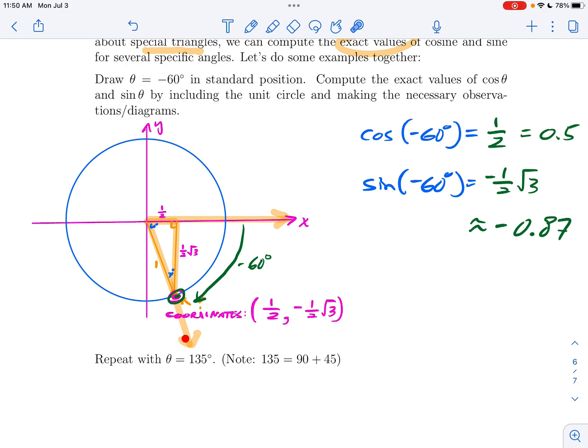almost one. When you're pointing almost perfectly downward, your sine value is almost negative 1.